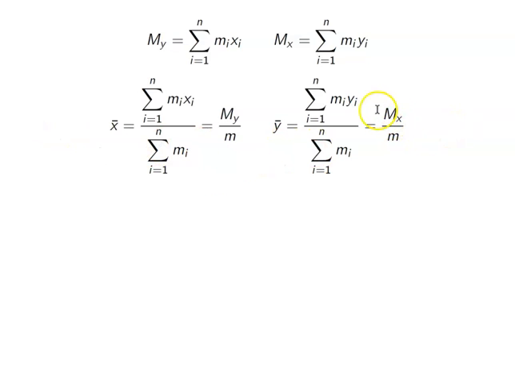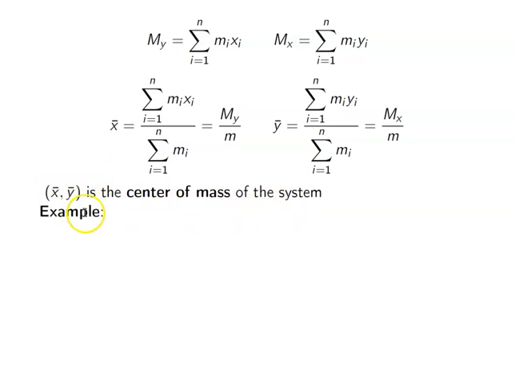Okay. So x bar is the moment about y over m, and y bar is the moment about x over m, the total mass. Then the center of mass of the system is x bar and y bar. Now in a two-dimensional system, any two-dimensional object, we can find the center of mass by looking at these sums. So let's do an example.